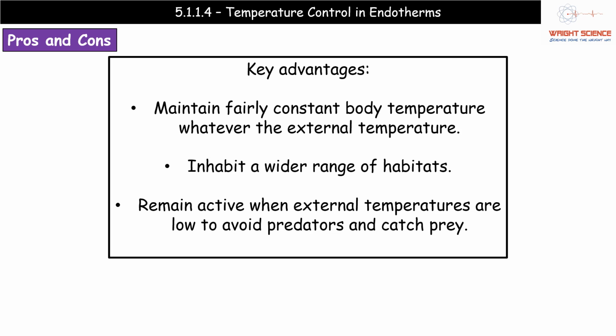So if we now think about some of these advantages and disadvantages of being an endotherm. If you are an endotherm, because we are utilising internal mechanisms to control our body temperature, then we tend to have a fairly constant body temperature, regardless of what the external temperature of the surroundings may be. Because of that, that gives us the ability to actually have habitats in a much wider range of the world, because we're no longer purely reliant on the external temperatures.